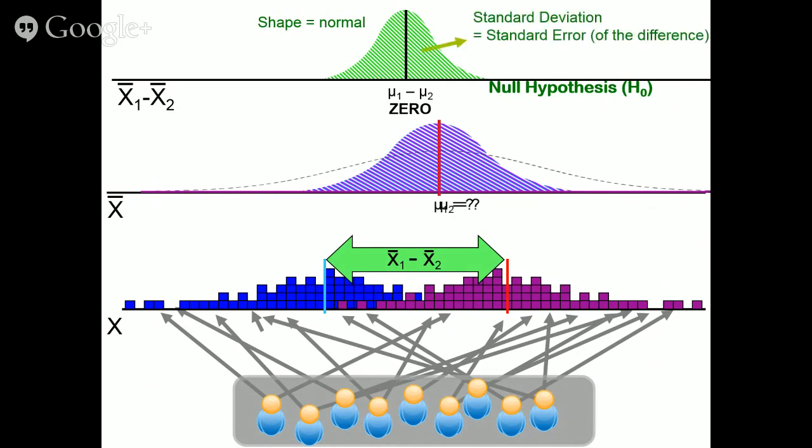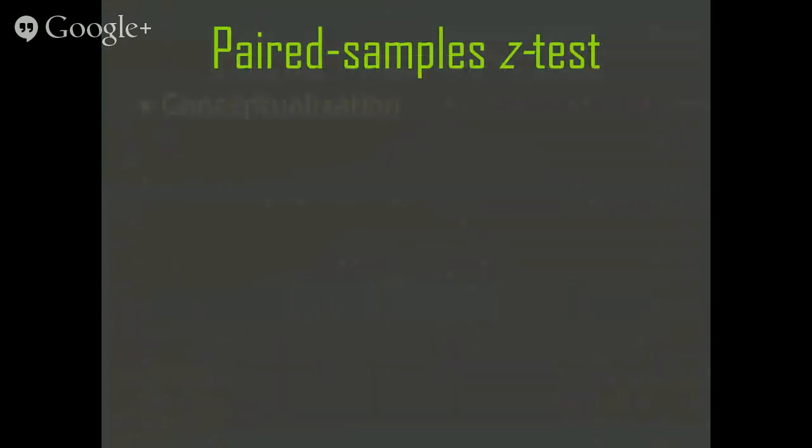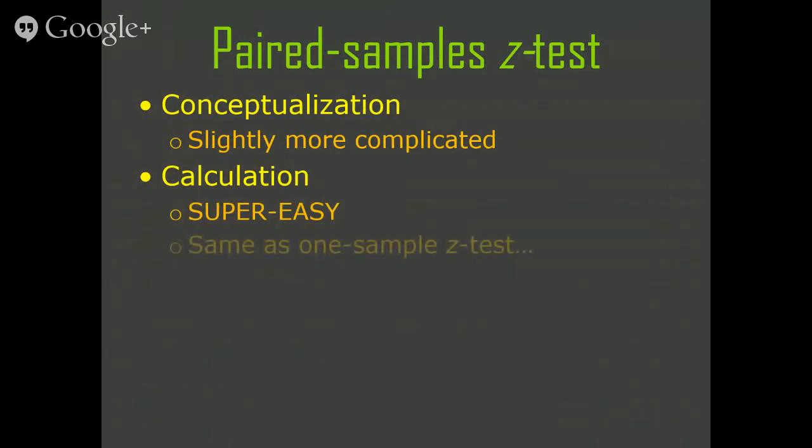The shape of that, if we're using a z-test, as you know we're not going to, is normal. When we switch to a t-test, it will be t-shaped. The standard deviation is the standard error of the differences between means. So we have to set up our data in paired ways. We have to conceptualize it slightly more complicated than the independent samples t-test, but the calculation is much easier. The calculation is essentially the same as a single sample t-test calculation.